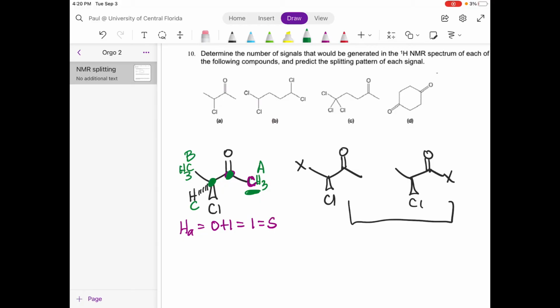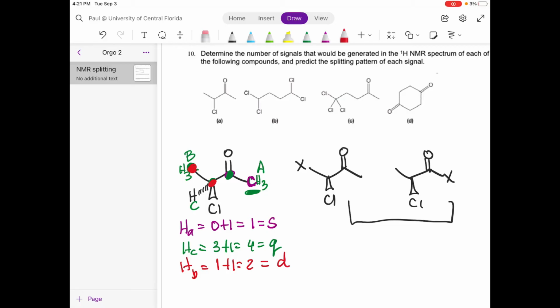Or we go to this adjacent carbon right there. Whoop, that's not it. That's my adjacent carbon right here. How many hydrogens are on that? There's 3. So HC is going to be split into 3 plus 1 equals 4, which is a quartet. And then HB is attached to that carbon. What's the adjacent one? Right there. There's only 1 hydrogen attached to that adjacent carbon. So 1 plus 1 equals 2, which is a doublet.